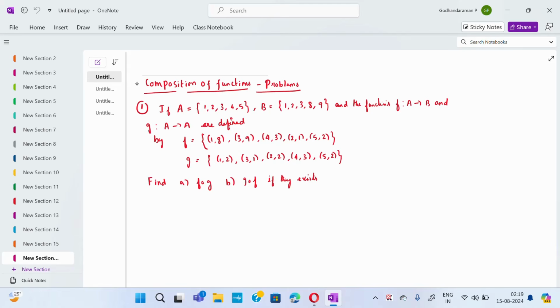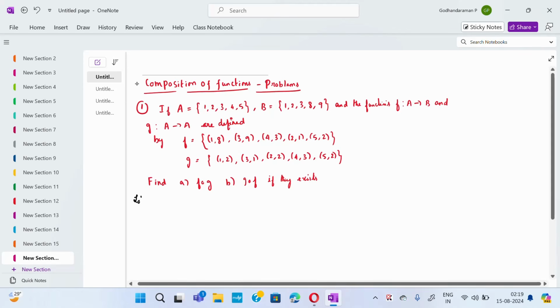Under this, the first problem: set A equals {1, 2, 3, 4, 5}, set B equals {1, 2, 3, 8, 9}, F is a function from A to B and G is a function from A to A, defined as given. It is asked to find F composition G and G composition F, if they exist. We are asking whether they exist, and if they exist, what is the composition?